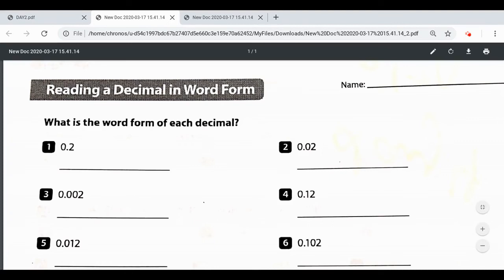All right, guys, so what you should have out in front of you is the Ready Math Packet, and we are looking at page 6, which is titled Reading a Decimal in Word Form. So the question is, what is the word form of each decimal?